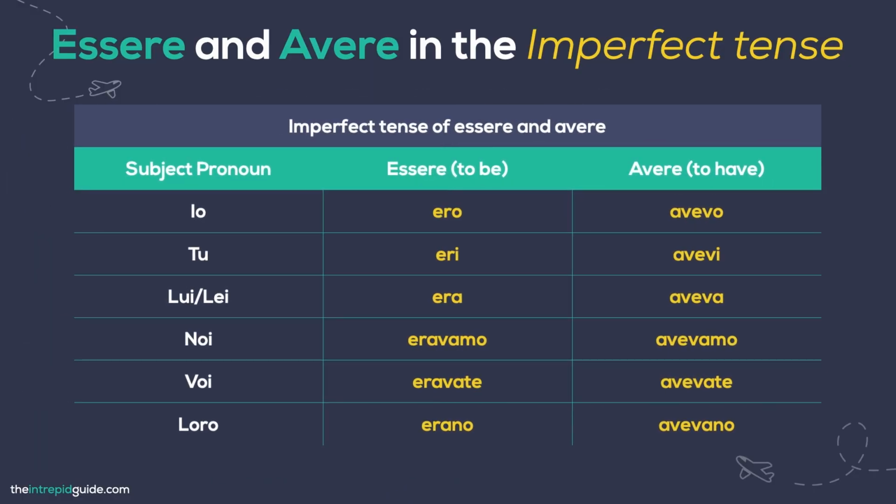Essere, to be: ero, eri, era, eravamo, eravate, erano. Avere, to have: avevo, avevi, aveva, avevamo, avevate, avevano.